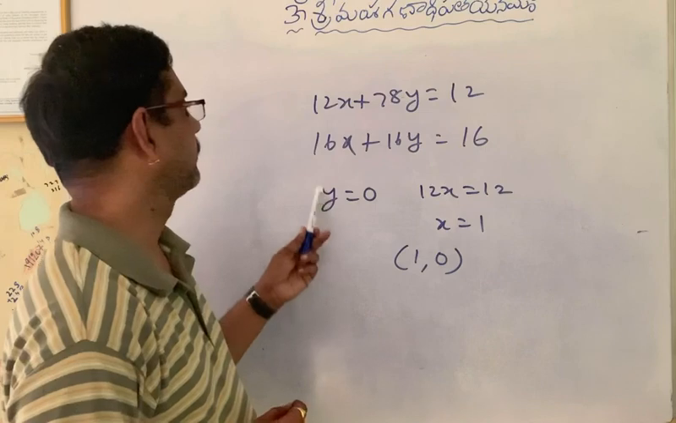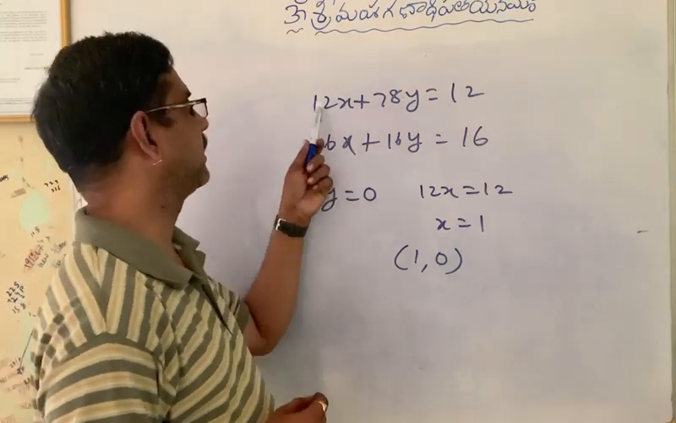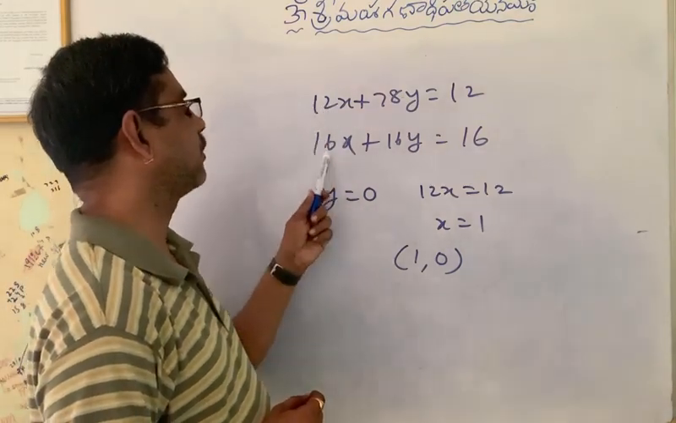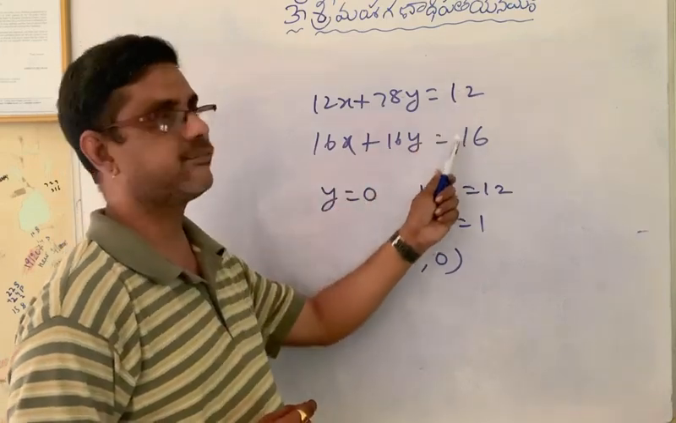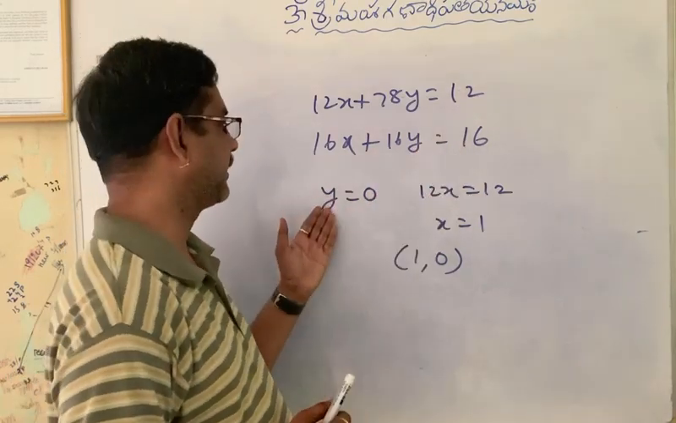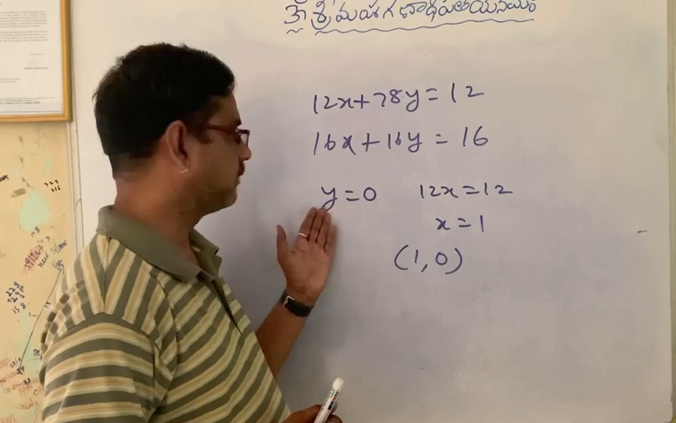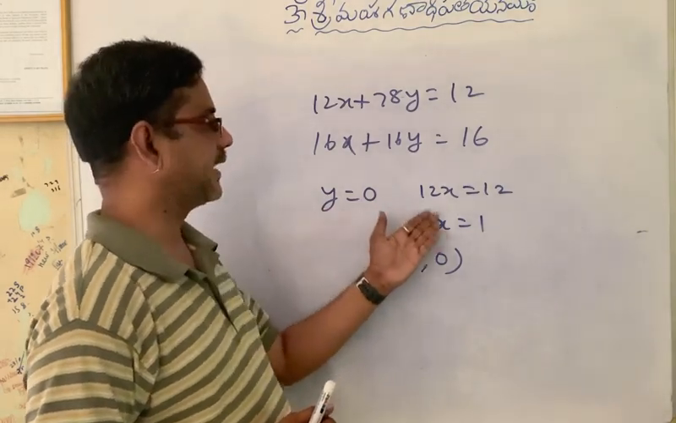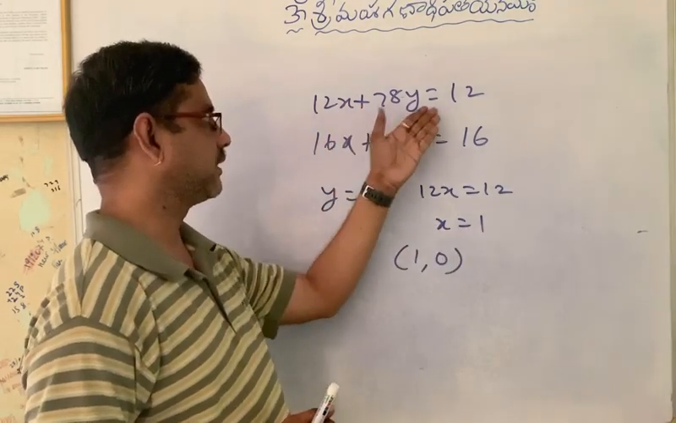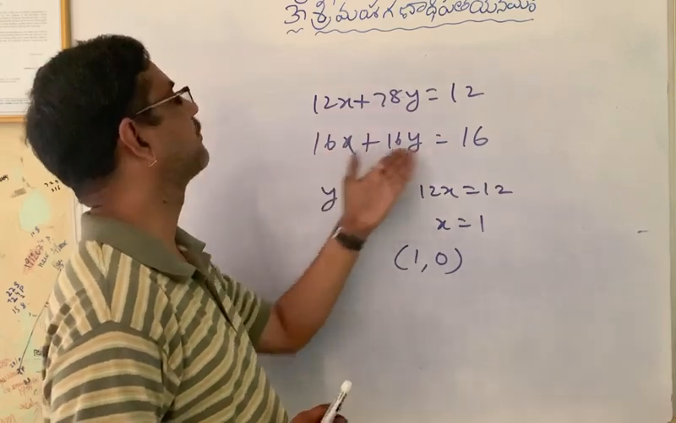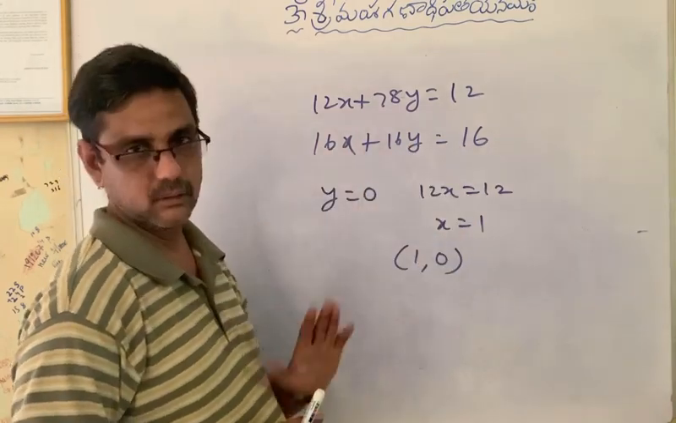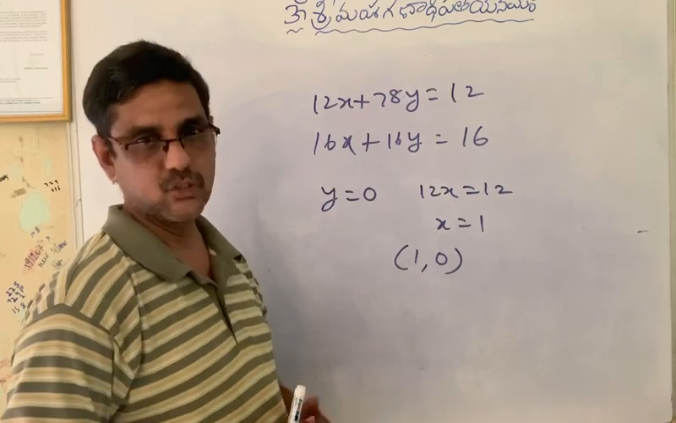Once again, my dear friends, here the ratio of x coefficients is equal to the ratio of constants. Then immediately the y coordinate will be 0. Then the x coordinate is 1 from equation 1, or you can take equation 2 also, we will get x is 1. So the common solution is 1, 0.